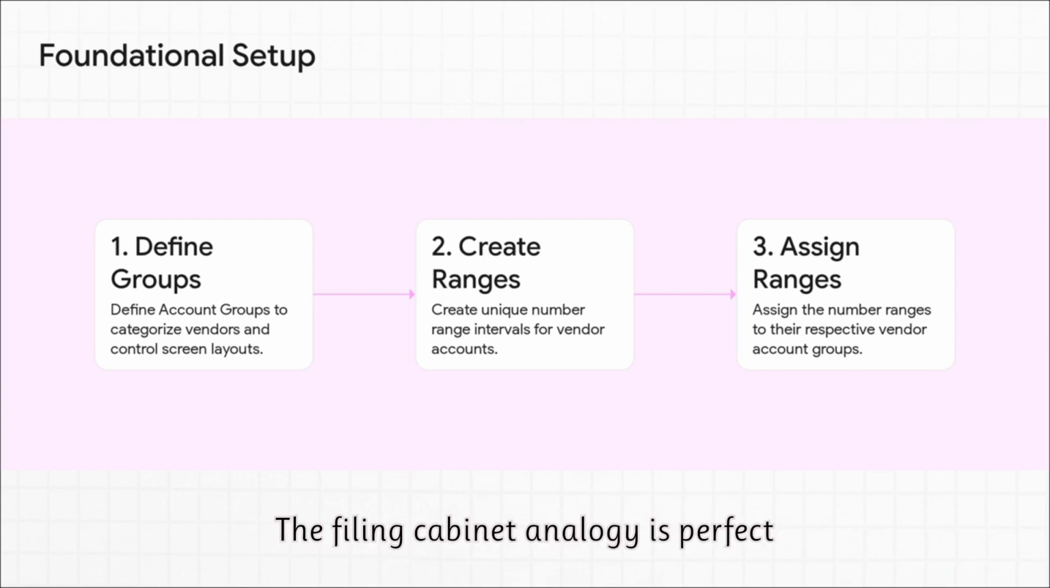The filing cabinet analogy is perfect here. First, you define your categories, right? In SAP terms, these are your account groups. They help you classify different types of vendors. Next, you create unique ID numbers for them. That's your number ranges.